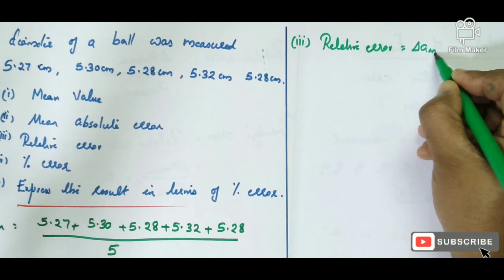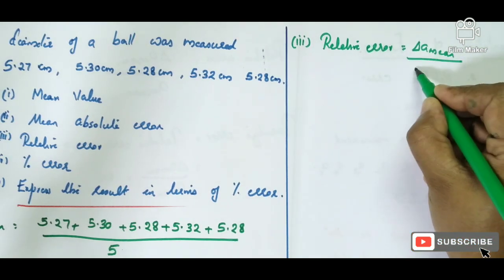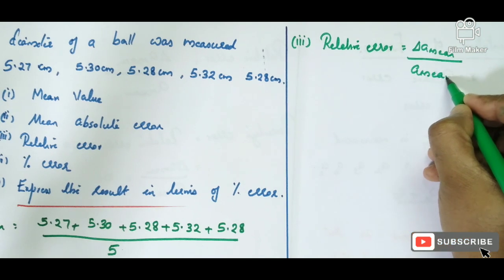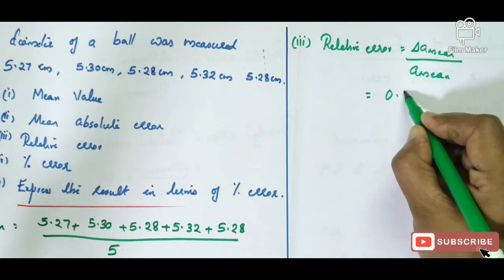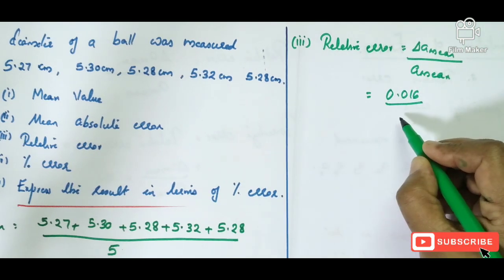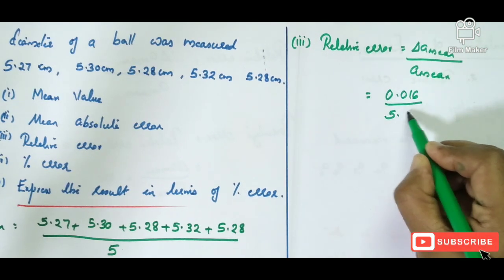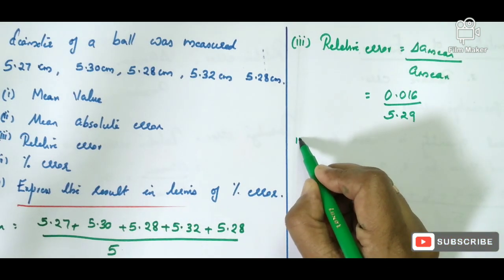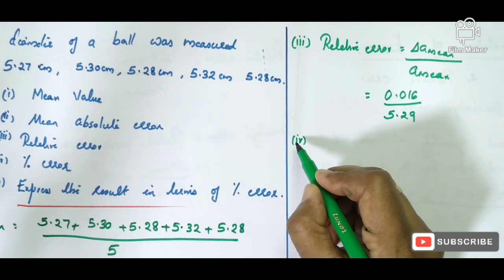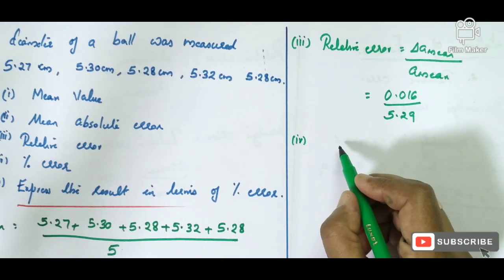Relative error is delta A mean divided by A mean, isn't it? What is delta A mean? 0.016 divided by what is A mean? 5.29. That is relative error. If you want, you can simplify it also. Then next one is percentage error.